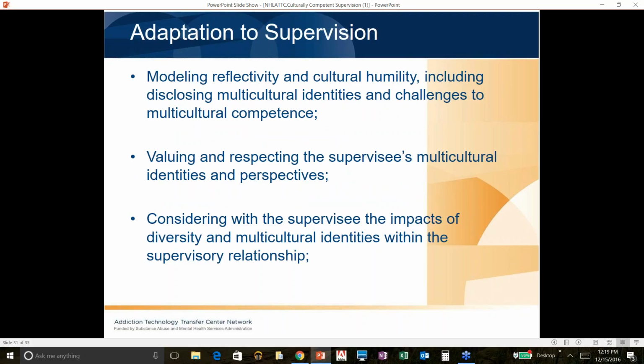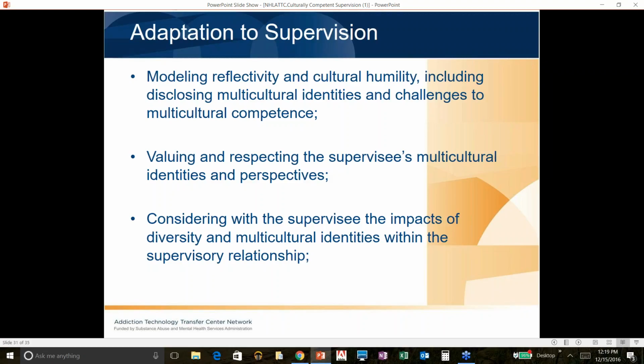Modeling reflexivity and cultural humility. As a supervisor, you are the role model. You have to value and respect the supervisee's multicultural identities and perspectives, and their not knowing. And consider with the supervisee the impacts of diversity and multicultural identities in the supervisory relationship.